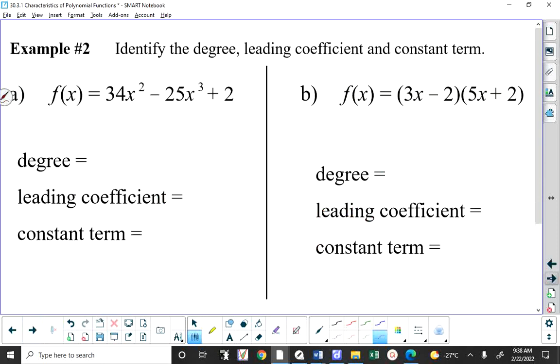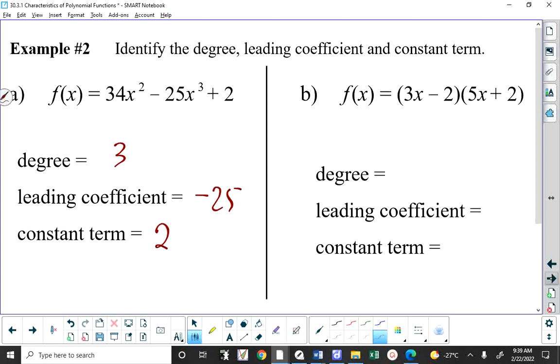Let's take a look at a specific example in your handouts now. Identify the degree, the leading coefficient, and the constant term of this first polynomial function. So I would like you to take in what I've just taught you, and write in what the degree of that polynomial is, what the leading coefficient is, and what the constant term is. So the degree is 3. The leading coefficient is negative 25. And the constant term is 2.